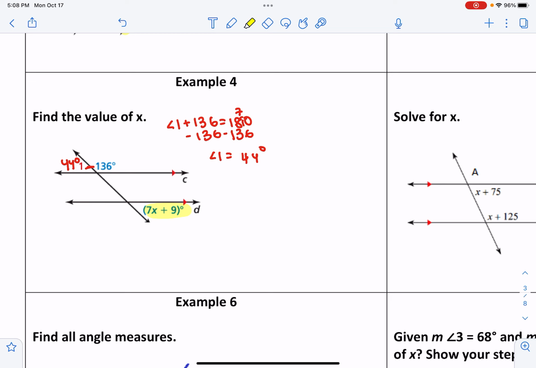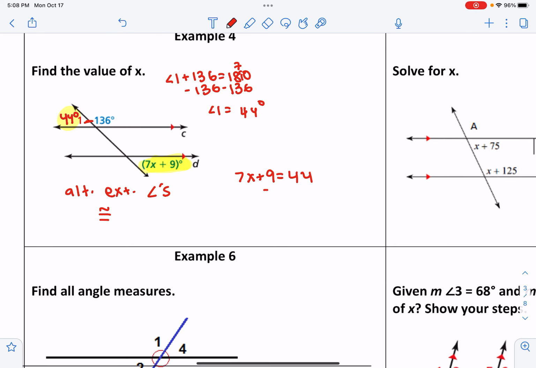Now I look, you guys, well, 44, 7x plus 9, those are alternate exterior angles. Alternate exterior angles are congruent or equal. So I know that 7x plus 9 has to equal that 44 degrees. Minus 9 on both sides, so 7x equals 35. Divide by 7. So x is equal to 5 here.